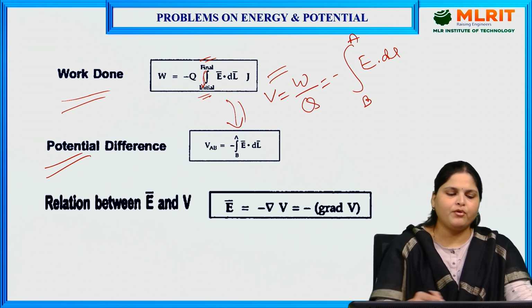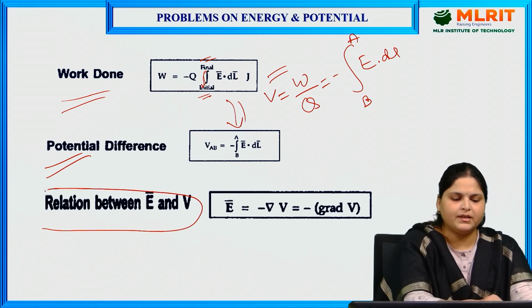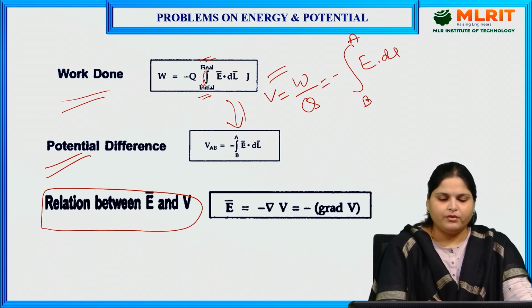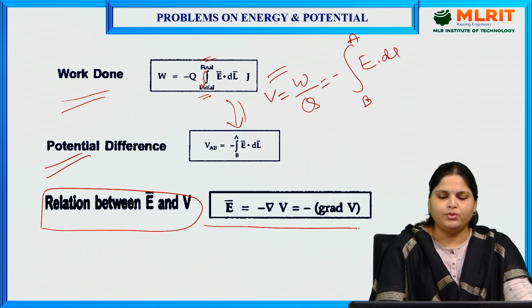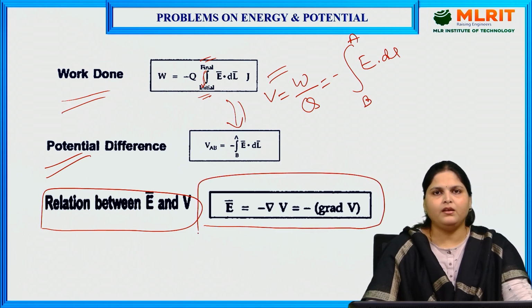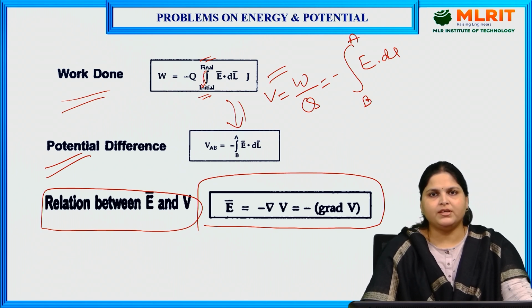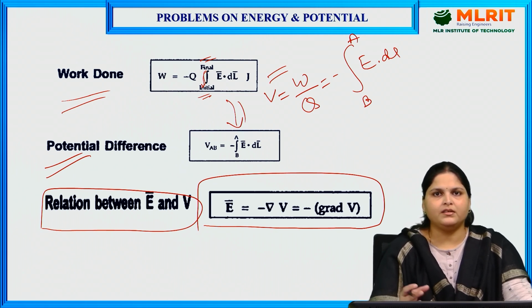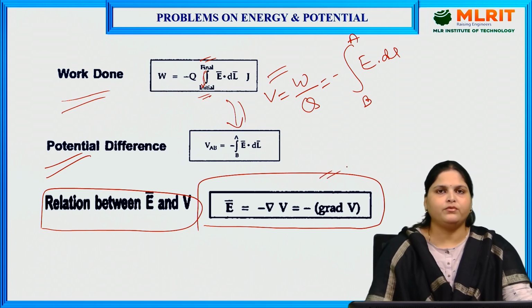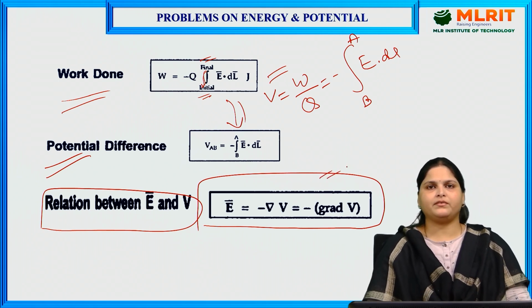We have one more formula which gives us the relation between field intensity and potential, which is E is equal to negative gradient of V, that is, minus del V. It shows the variation of potential from one point to another point in different coordinate systems. So this is another formula: E is equal to negative gradient of V.